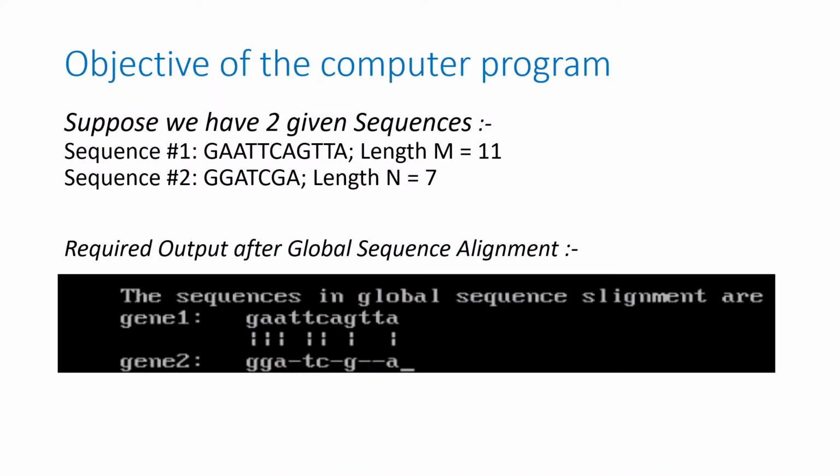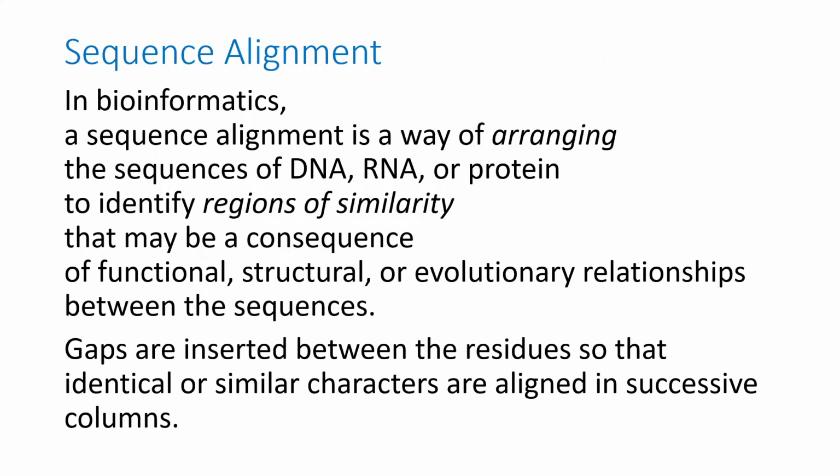So this is the objective of the computer program. We have two sequences of different lengths. After global sequence alignment, we should be able to generate an alignment of these two sequences. So let us quickly look at the theory behind sequence alignment.